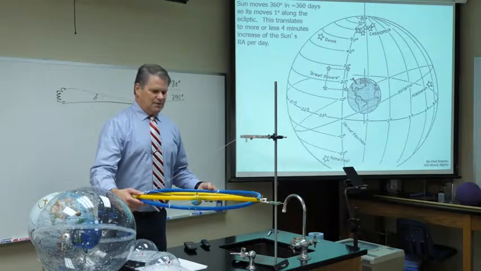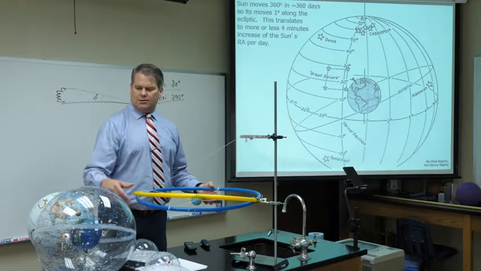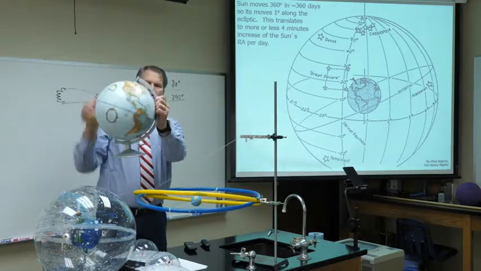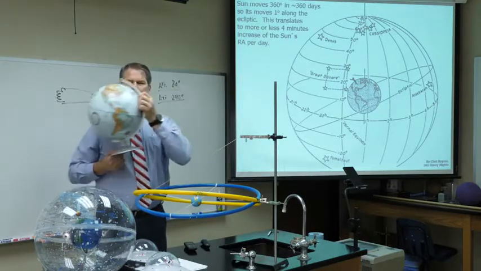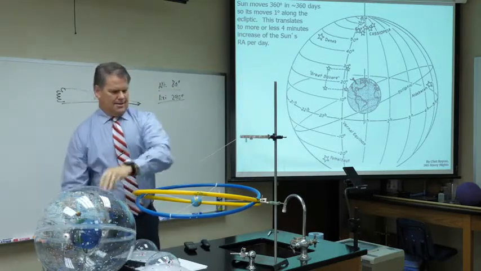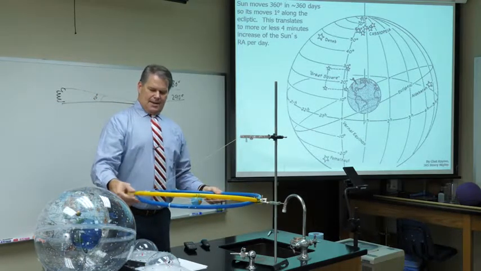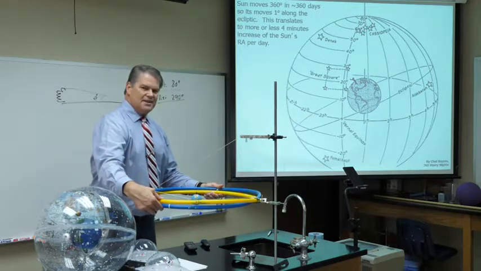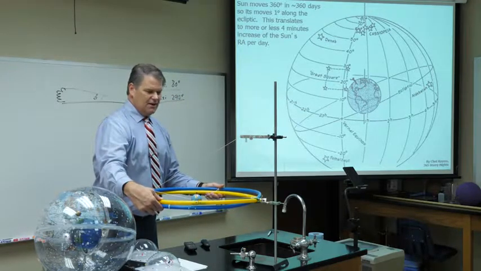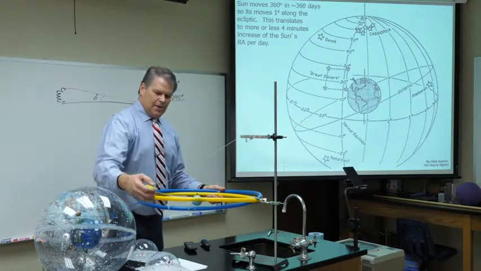I don't want to spend too much time on it, but I'll just say this: if the Earth were not tilted at all, as it went around the sun, the sun would be going along here, and you wouldn't have any seasons, or relatively very light seasons, if you will. If there were no tilt, you wouldn't have any seasons.